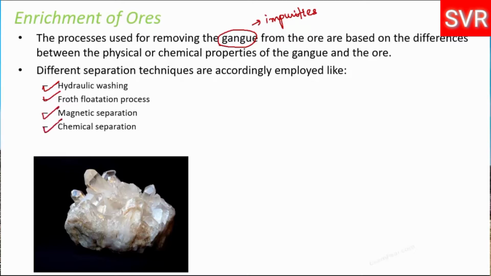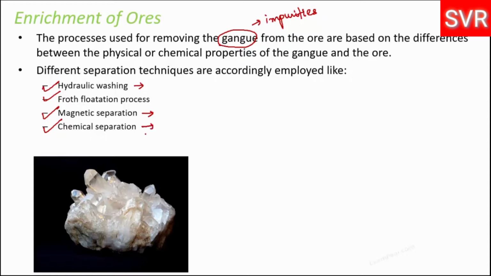So just to give you a quick understanding, for example, we use hydraulic washing when the ores are heavier than the impurity particles. So in that case, we do this kind of washing. The ores being heavier, they remain at the bottom, and the impurities being lighter are on the top. Froth flotation process is used specifically for sulfide ores of copper, lead and zinc. Similarly, magnetic separation is used when the impurities are non-magnetic but the ores are magnetic. Since they differ in their magnetic properties, we use this magnetic separation method.